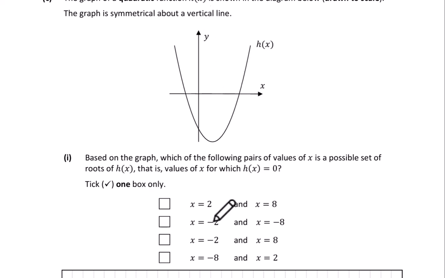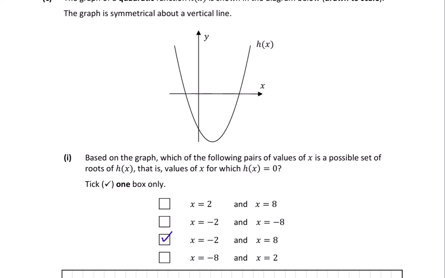The second one, two negative numbers, x is minus 2 and x is minus 8. That means they would have to be down here somewhere to the left of the y-axis. The fourth one is minus 8, 2. Well, minus 8 is bigger than minus 2. So that means that this distance here would have to be bigger than this distance here, which it's obviously not. So it's the third one here that I'm going to take.